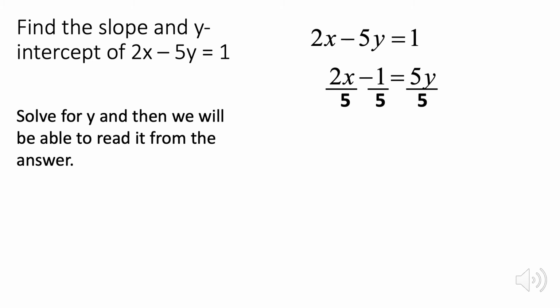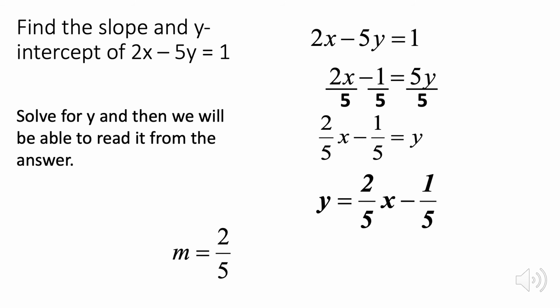Okay, so we're looking for the y, so that we can have it in the form y equals mx plus b. So we divide all the terms by 5, so we can have y on the other side. What is left is already the y. So you have y equals 2/5 x minus 1/5, wherein, remember, our m is the coefficient of x, so our slope is 2/5, and our y-intercept is -1/5.